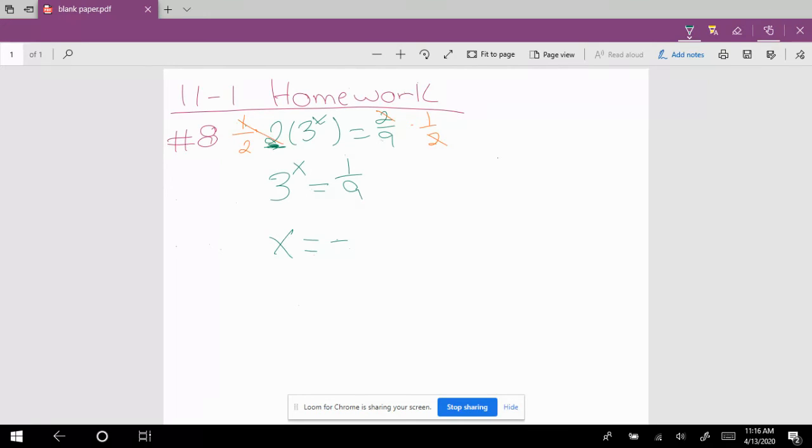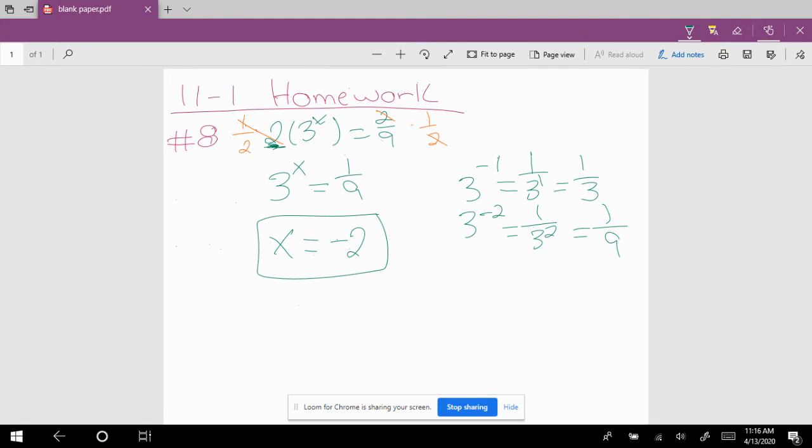So I can go through, off to the side or in my head, and say, well, 3 to the negative first is 1 over 3 to the first, or 1/3. And well, that's not the answer I wanted. I wanted 1/9. So let's try 3 to the negative second. That's 1 over 3 squared, which then gives me 1/9. So that tells me that my x is -2, because 3 to the negative second power is 1/9.